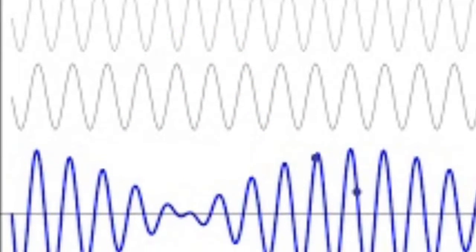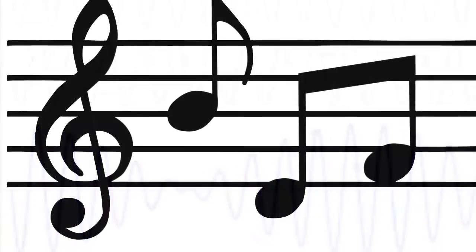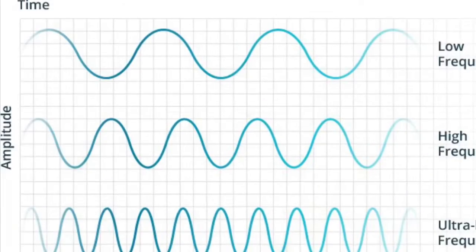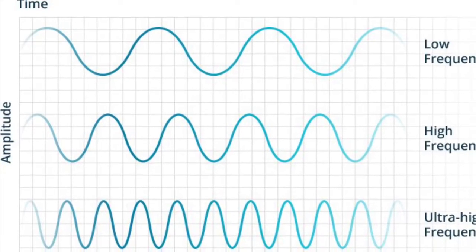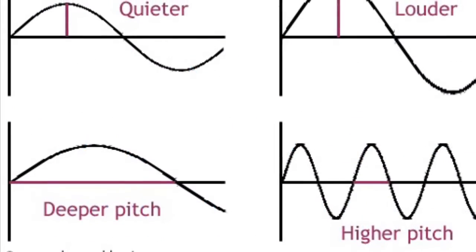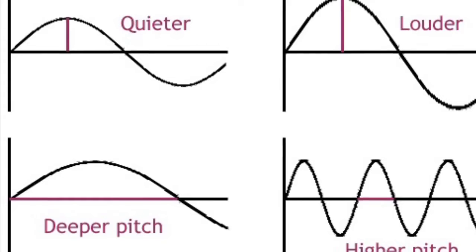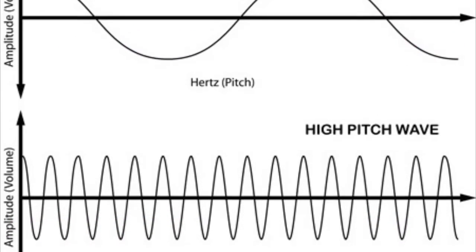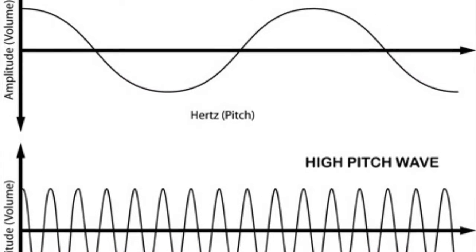Frequency is the speed of the vibration, and this determines the pitch of the sound. It is only meaningful for musical sounds. Frequency is measured as the number of wave cycles that occur in 1 second. The unit of frequency measurement is hertz. One hertz means one wave cycle per second.